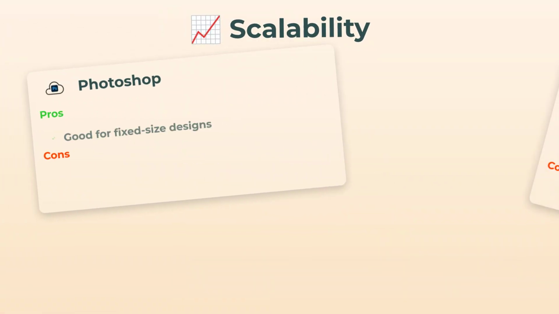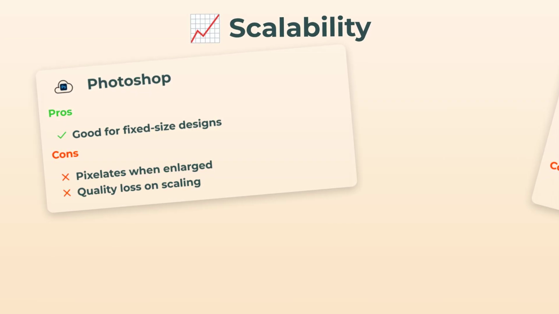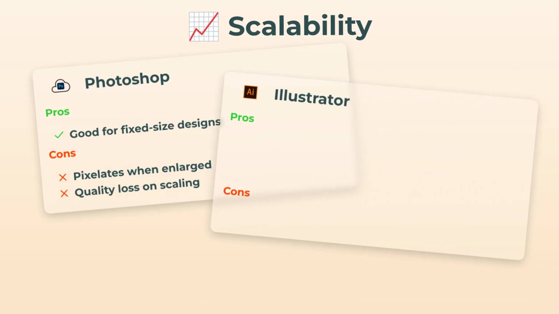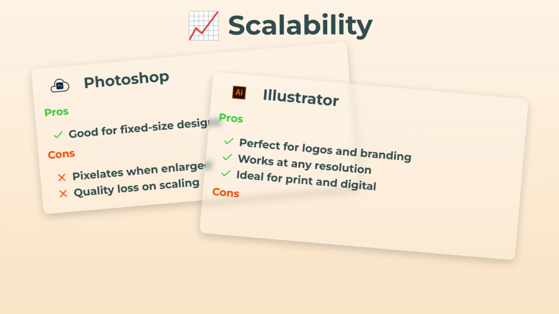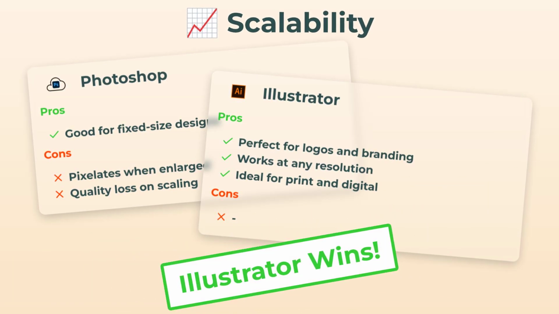Moving on, scalability. So Photoshop handles fixed size projects pretty well, but the moment you need to make something bigger, things start to get fuzzy, literally. Pixelation is a real drag. Illustrator, though, you can scale your design from a business card to a building wrap and it stays razor sharp. That's why branding pros love Illustrator. No competition here, Illustrator wins by a mile.